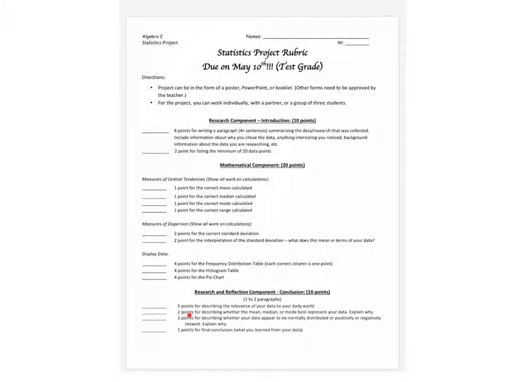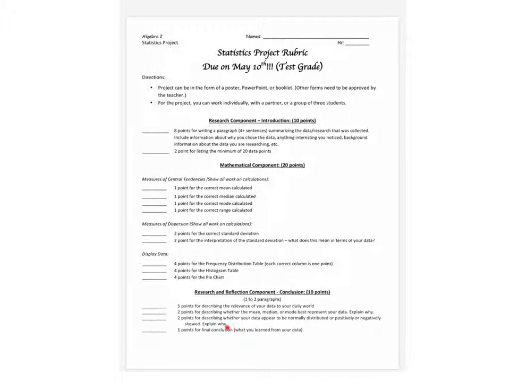The second part here is to describe whether the mean, median, or mode, which one of those best represented your data, and explain why. This component, we will learn how to figure out which is the best when we're talking about measures of dispersion. So I believe that's going to be in Journal 69.